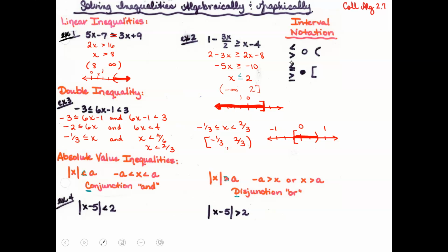And so if we were to graph that, we would have a bracket at negative 1/3, a parenthesis at positive 2/3, and we would shade in between. And looking at this, we begin to understand why interval notation is preferred in advanced mathematics. Because what you're looking at right here gives you a visual representation of what you would see on the number line.